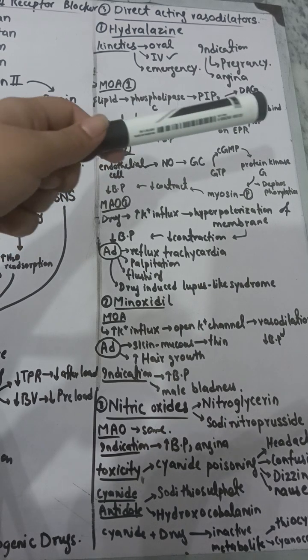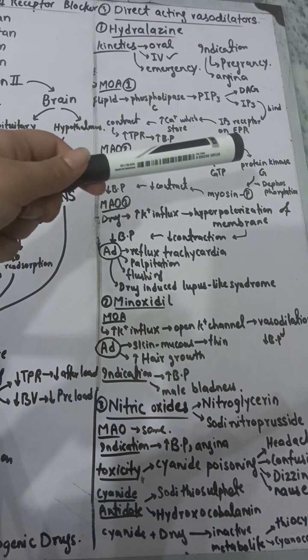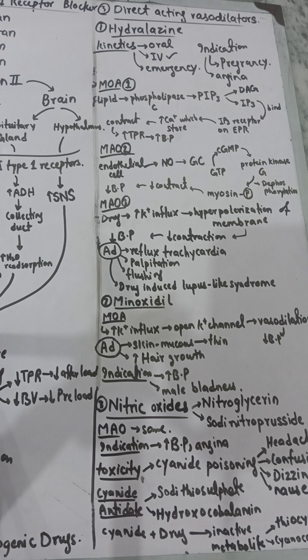Inositol trisphosphate binds to the receptor called the IP3 receptor present on the endoplasmic reticulum. In every cell the endoplasmic reticulum is present, and in it the calcium is stored. So whenever IP3 binds with that receptor, the stored calcium is released. Whenever calcium is released, it causes contraction, and whenever contraction happens, your blood pressure will increase. So we have to inhibit it.